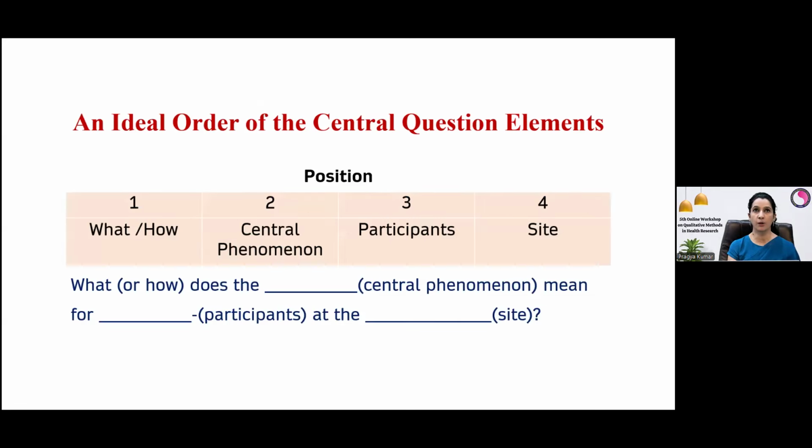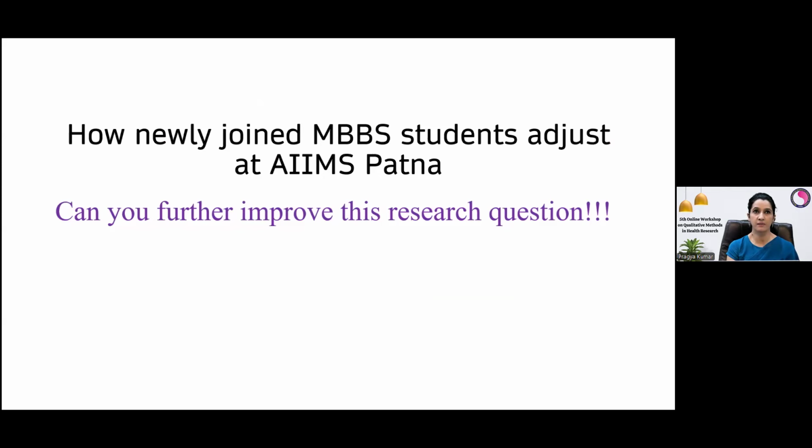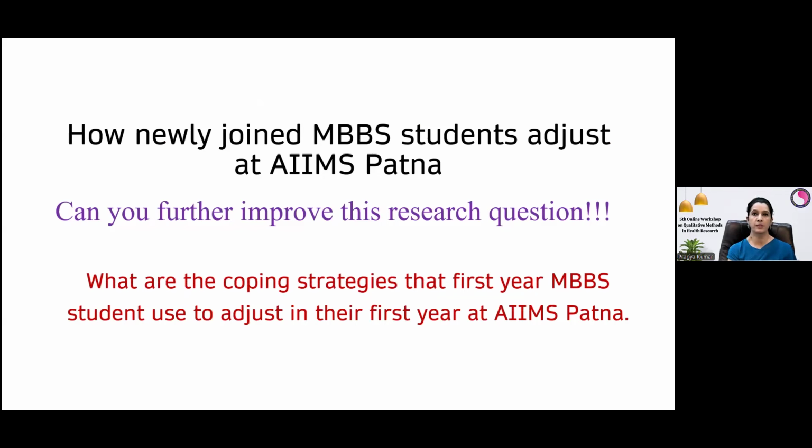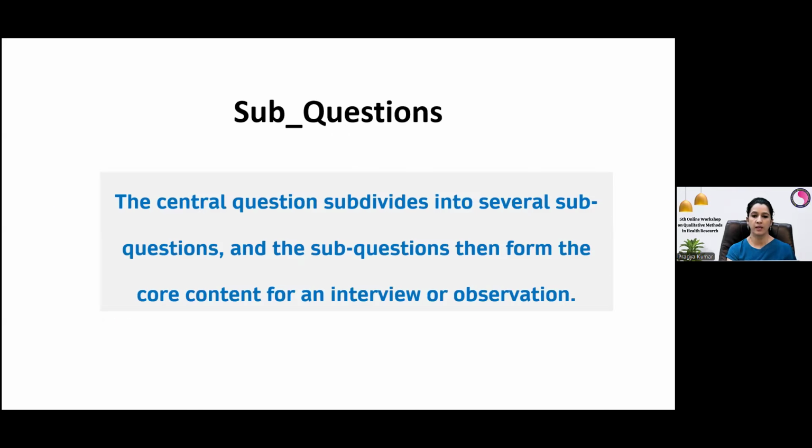This is the ideal order of a central question: what and how, then the central phenomena, then the participant, and then the site. For example, how does this communication barrier, or what does this communication barrier mean for the healthcare worker at a tertiary care hospital? Another example: how do newly joined MBBS students adjust at AIIMS Patna? If I need to improve this research question, what can I add? I can add: what are the coping strategies that first year MBBS students use to adjust in their first year at AIIMS Patna?